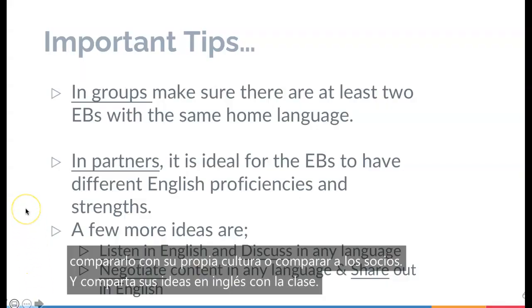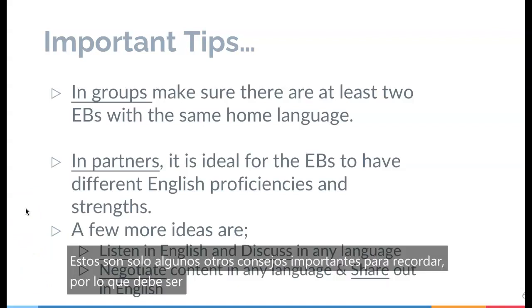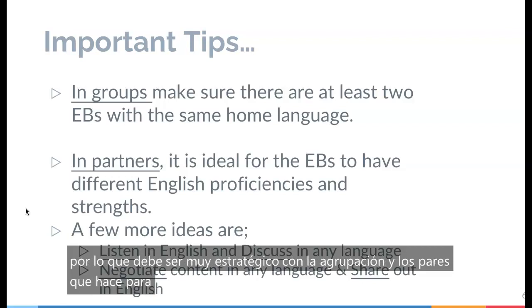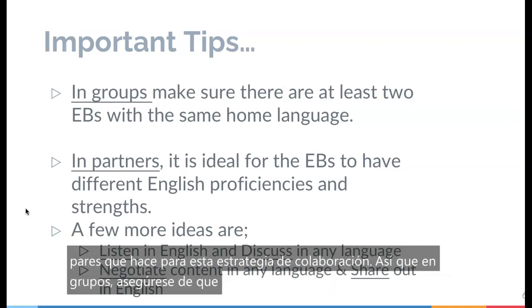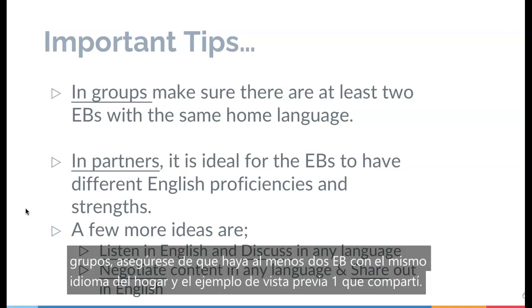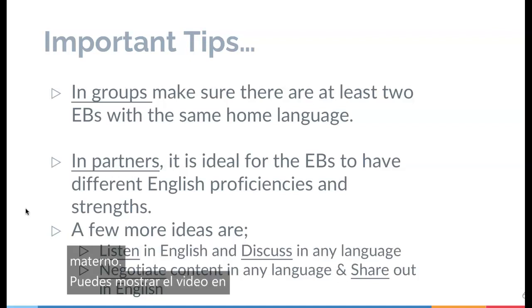These are just some few other important tips to remember. So you need to be very strategic with the grouping and the pairs that you make for this collaborative strategy. So in groups, make sure there are at least 2 EBs with the same home language. In the one preview example that I shared, if you are grouping students all with the same home language, you can show the video in whatever language their L1 is.